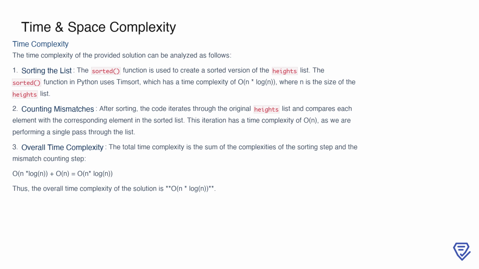When we combine the time complexities of these two steps, O(n log n) for sorting and O(n) for iteration, the dominant term is O(n log n). Thus, the overall time complexity of the solution is O(n log n).